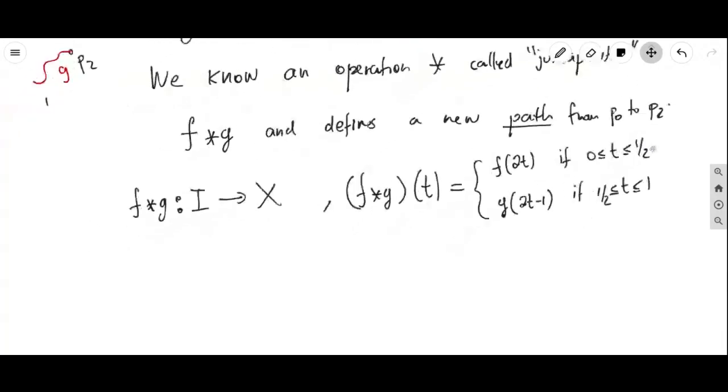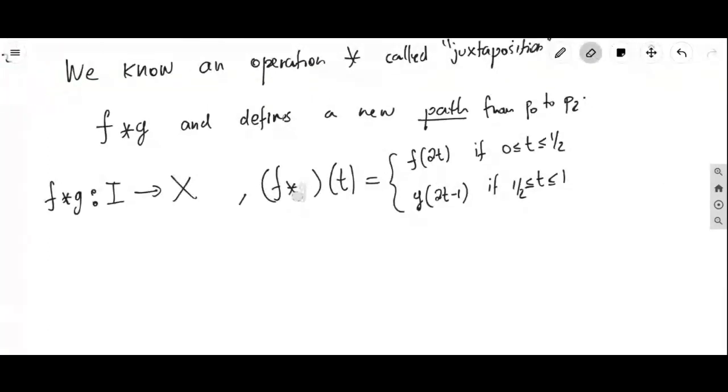Okay, so now you technically have to check that this is a continuous mapping, otherwise it's not a path. But it's the same reasoning as before. Now, I want you to notice a few things. What happens when time is equal to 0? Then that's f of 0. f of 0 starts at P0, so it is a path that begins at P0.